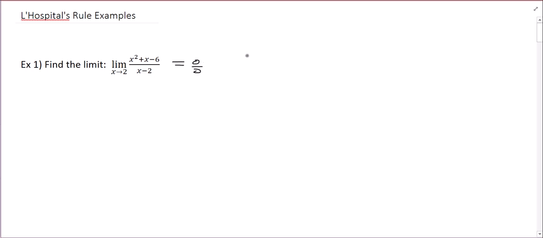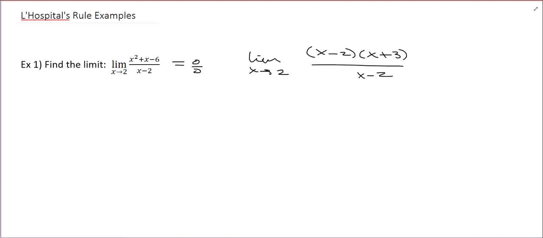Back in chapter 2, this is the limit as x goes to 2, and this meant do some algebra. So we factored, which factors into x minus 2 times x plus 3 over x minus 2. And then we said, look, you can cancel those. So you're really just left with the limit as x goes to 2 of x plus 3, which is 5.